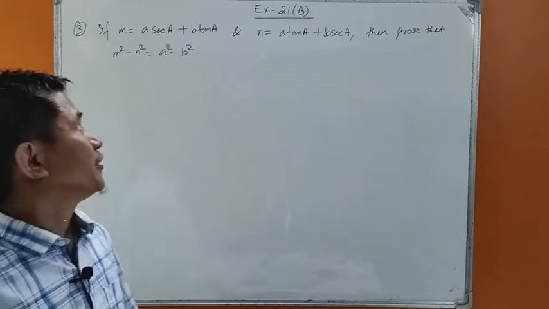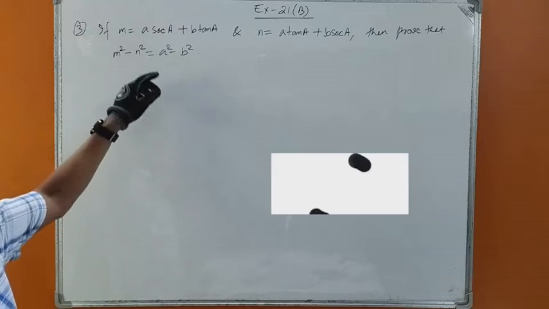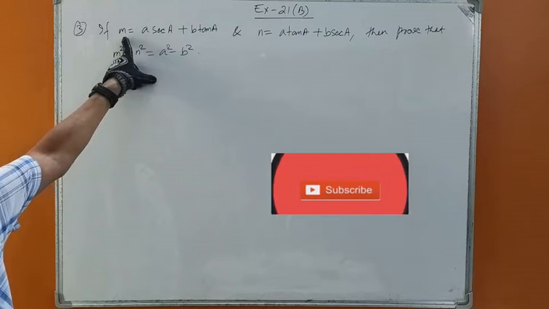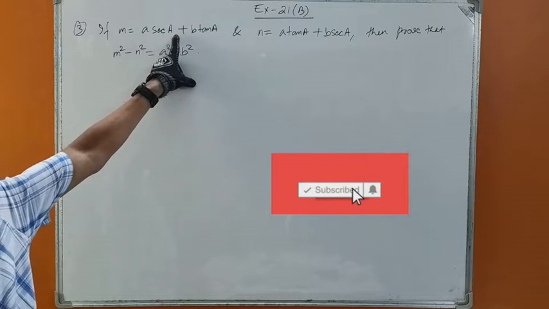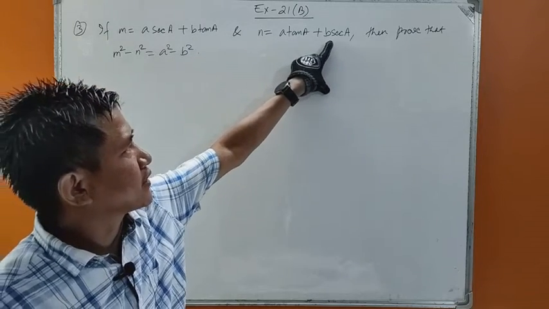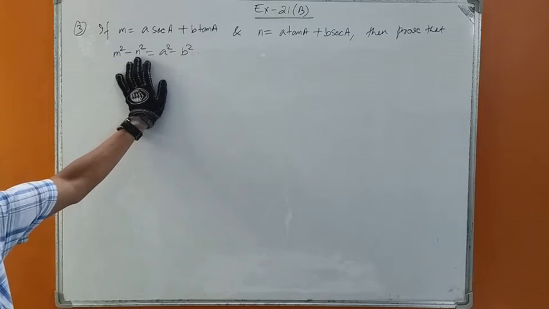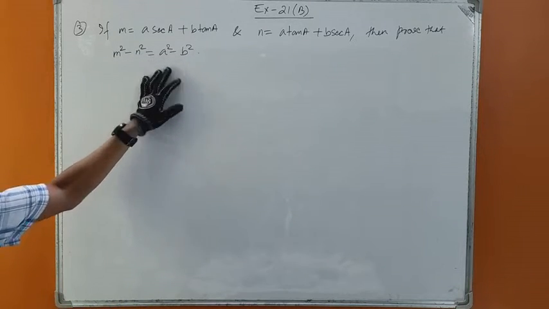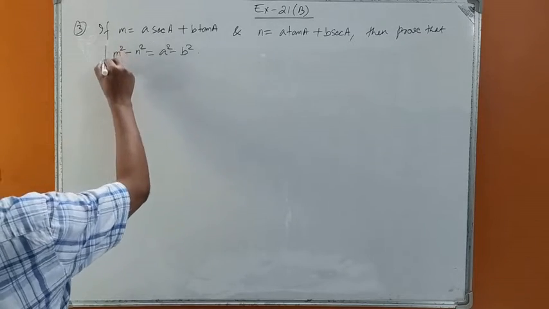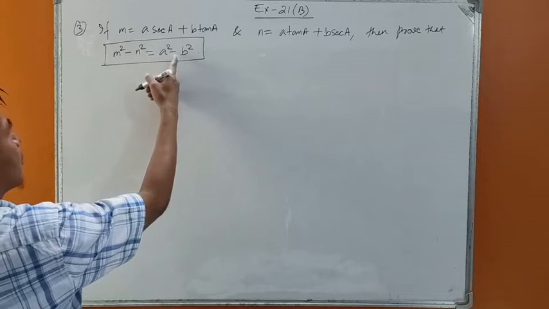Okay, let's do question number 3 from exercise 21b. We are given the condition m equals a sec a plus b tan a and n equals a tan a plus b sec a. These two are the given conditions and we are asked to prove this: m square minus n square equals a square minus b square. This is what we are asked to prove.